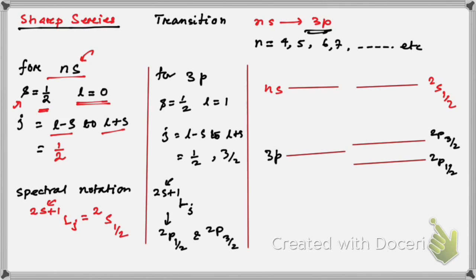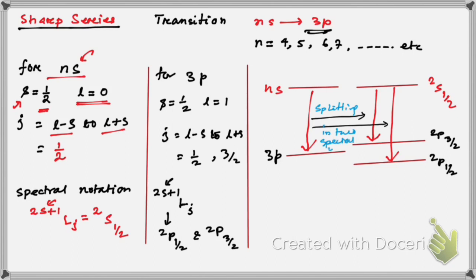So here you see, this main spectral line from ns to 3p will be split into a doublet like this. So here we have got a doublet. This one is split into two spectral lines. So this is called doublet.